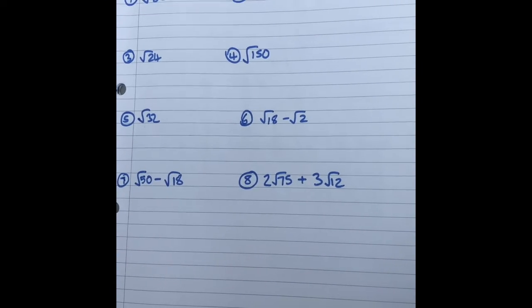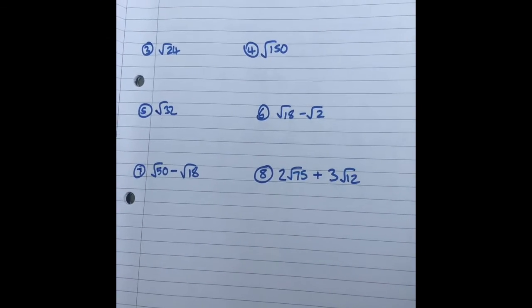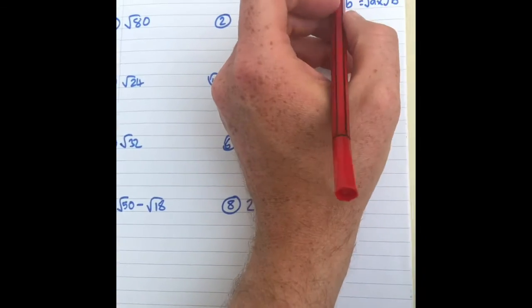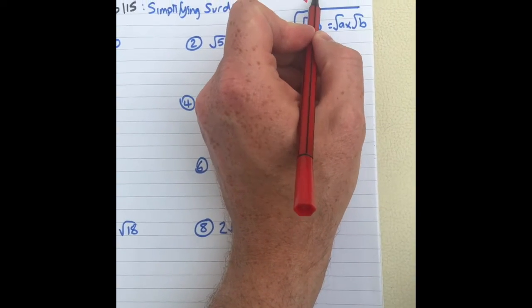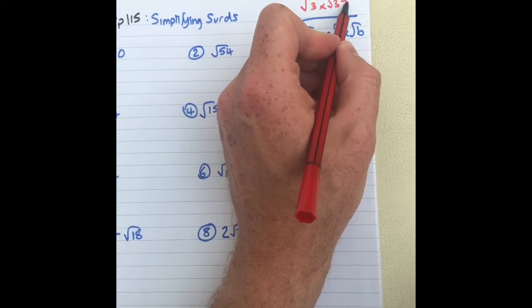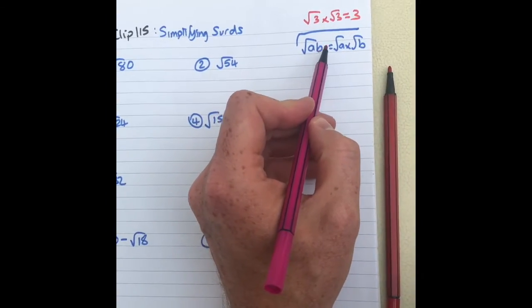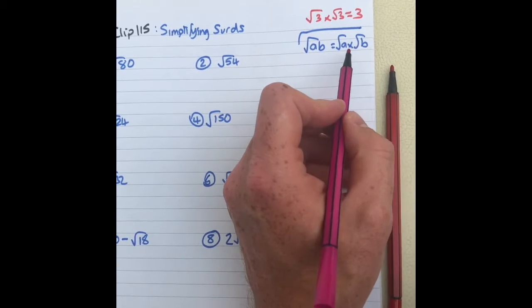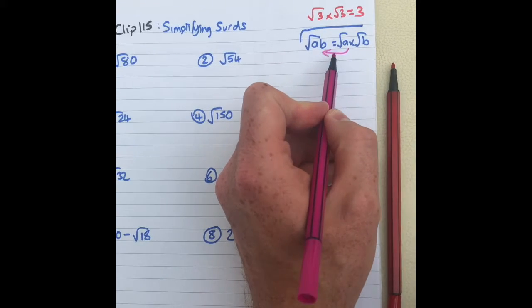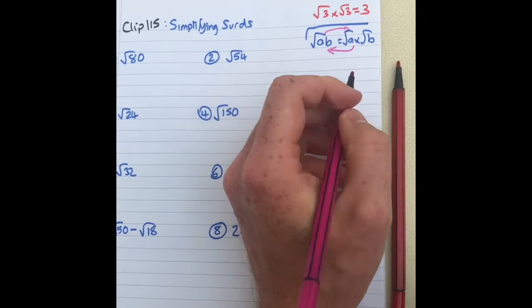Clip 115, simplifying surds. So far we've done, if you had root 3 times root 3, that would equal 3. We've also done root AB is the same as root A times root B. Now we did it this way. We're now going to do it the other way.